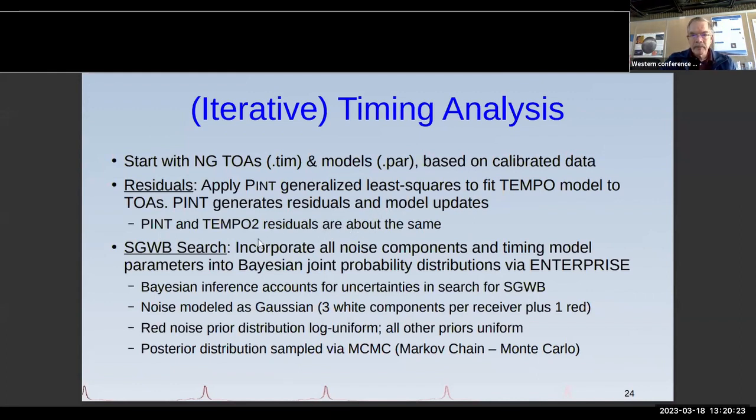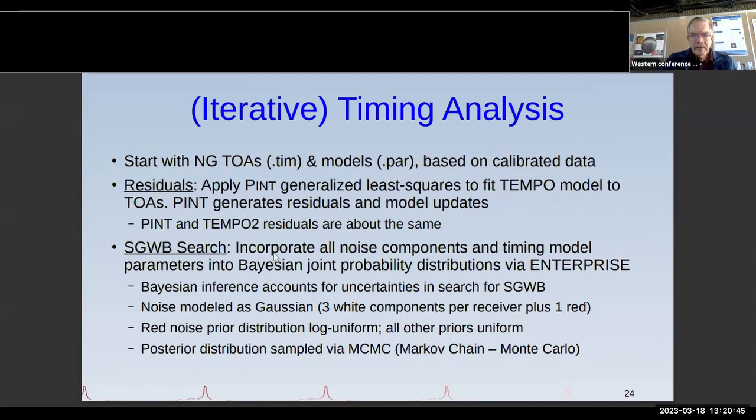I did compare Tempo 2 with Pint, and they're very similar, almost the same. They've done extensive studies. There's slight differences between Tempo 2 and Pint because, well, one's Python, one's C++. They're completely independent codes using slightly different algorithms, but very close in results.